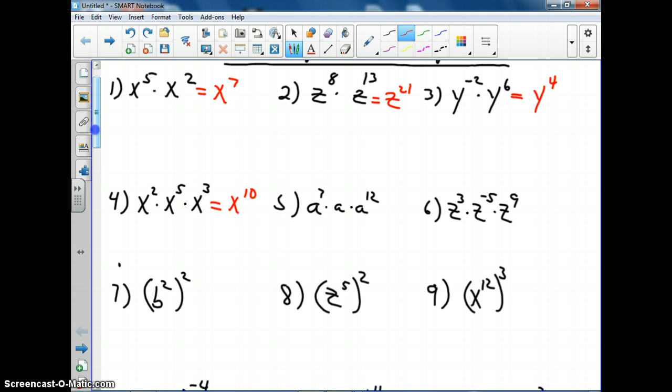Now look at the a in the middle. What's its power? It's a 1. So you guys understand there's a 1 there. So what's 7 plus 1 plus 12? It's 20, so it's a to the 20 is the answer.